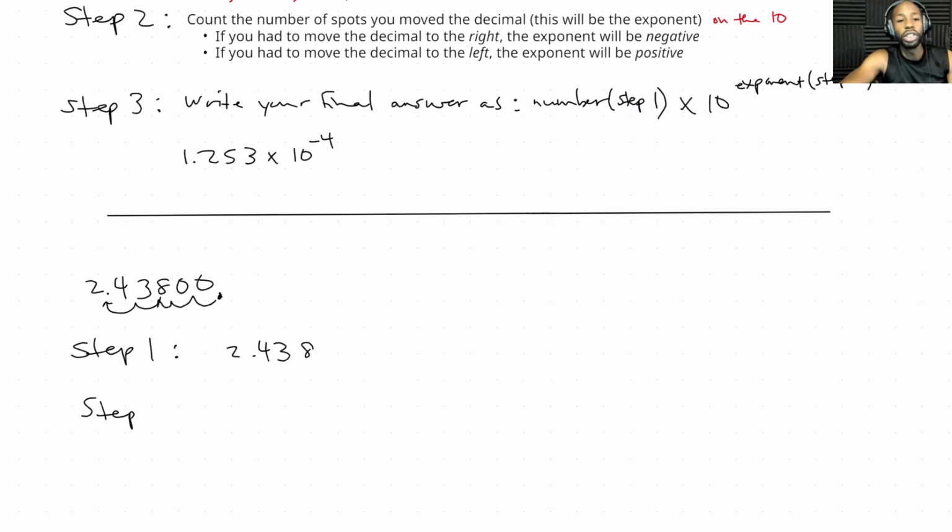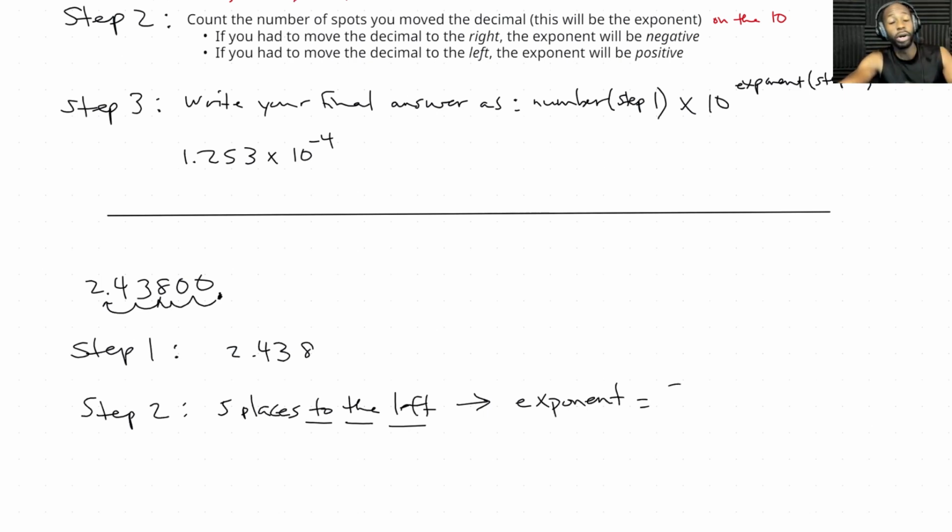We want to see how many places we have to move the decimal. 1, 2, 3, 4, 5. 5 places to the left. Okay. 5 places to the left. So that means the exponent, writing a little bit too fast here, the exponent is equal to positive 5, the exponent on the 10.